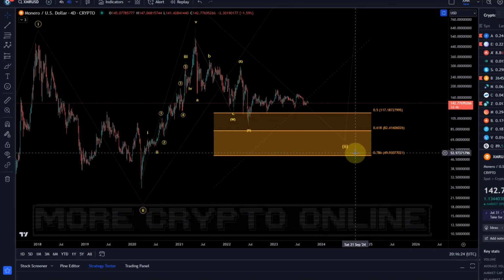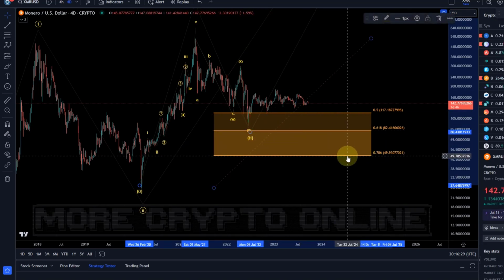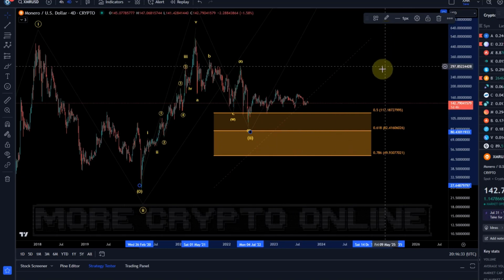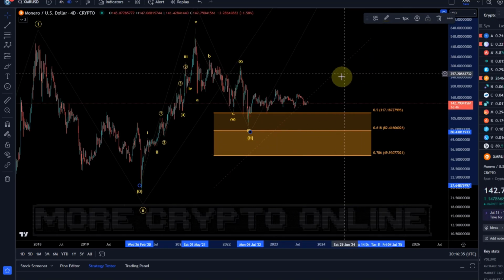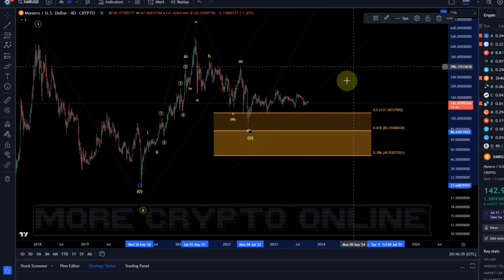Okay, so that means I just need to focus on that support area here, which goes down all the way to $50. And as long as that level is holding, a third wave rally, to expect that is reasonable. The lower we are in this box, the better the reward to risk ratio for any long trade.